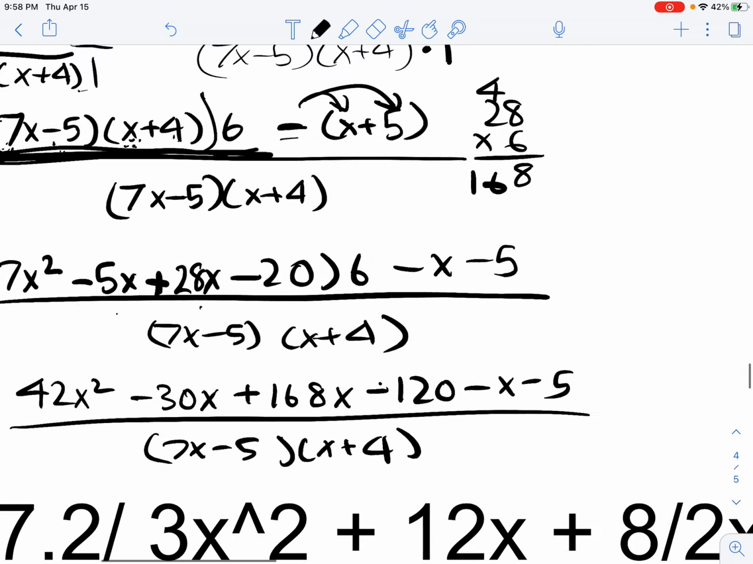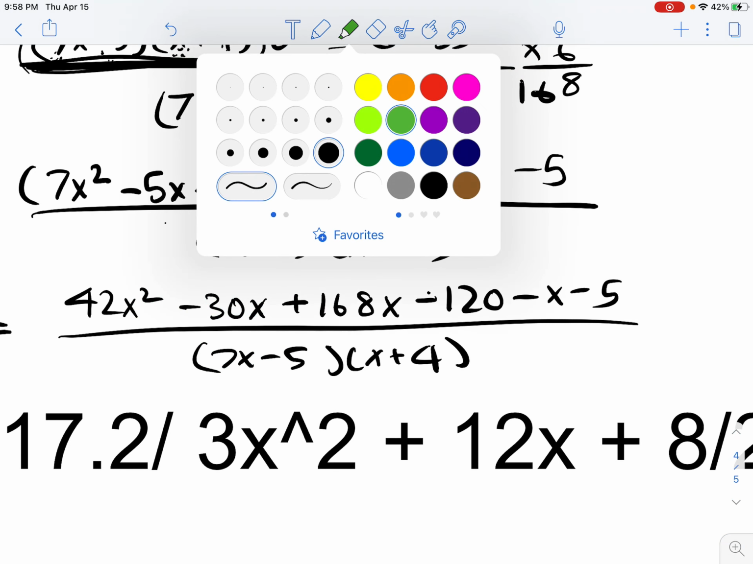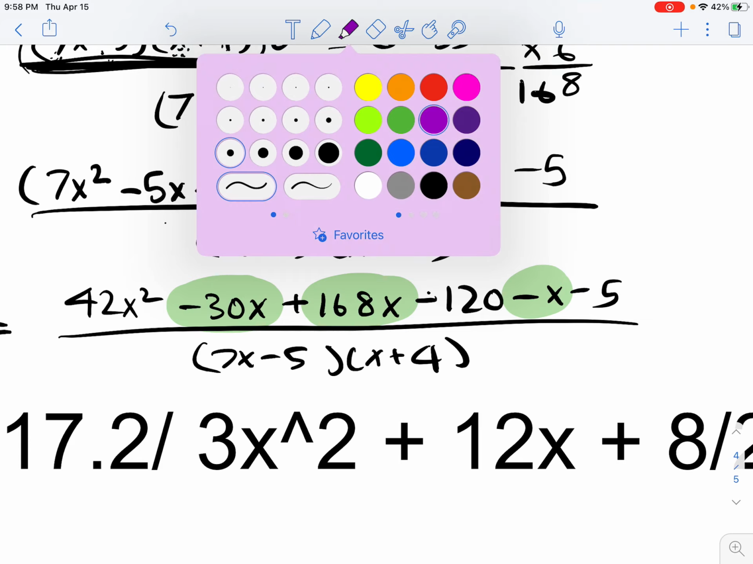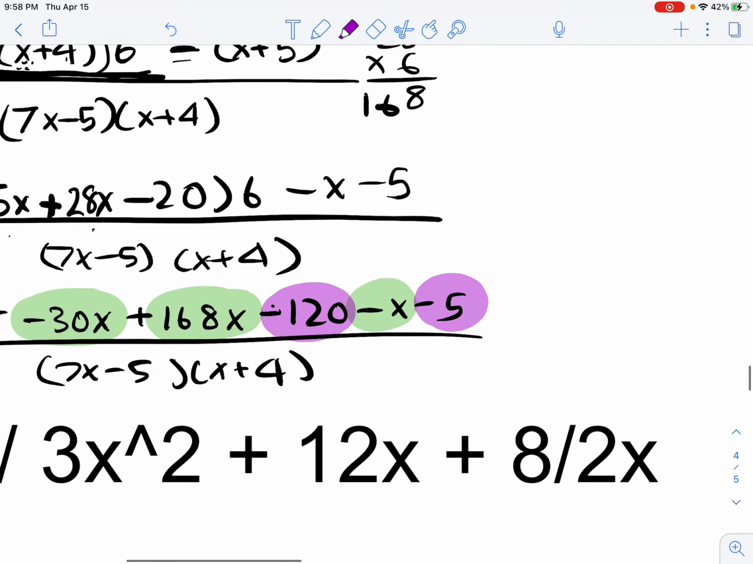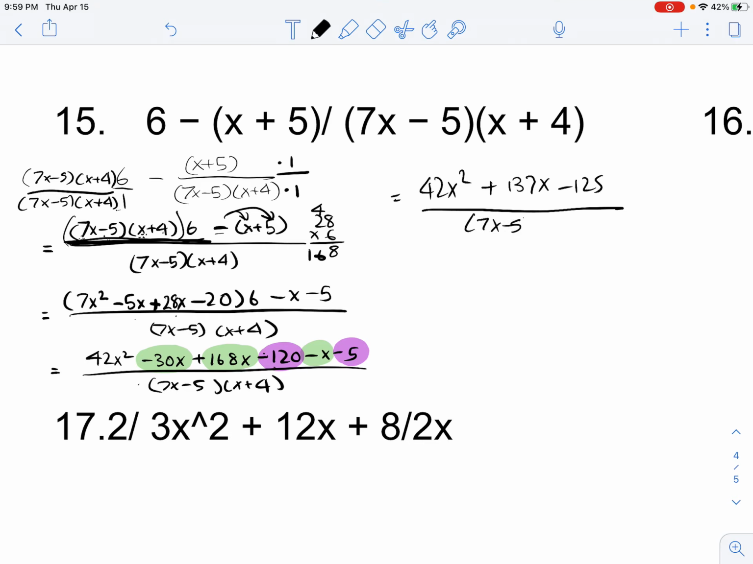Now, what I can see here is I can actually combine like terms. Which terms? This one, and this one. I can also combine this and this. If I combine those, then what will I get as a result? Well, I know that it's 42x squared, 168x minus 30x. That only leaves you 138x. Now you're subtracting x again. So that would leave you with only 137x. Negative 120 minus 5, well, that's just negative 125. All over 7x minus 5 times x plus 4. And that is your answer.